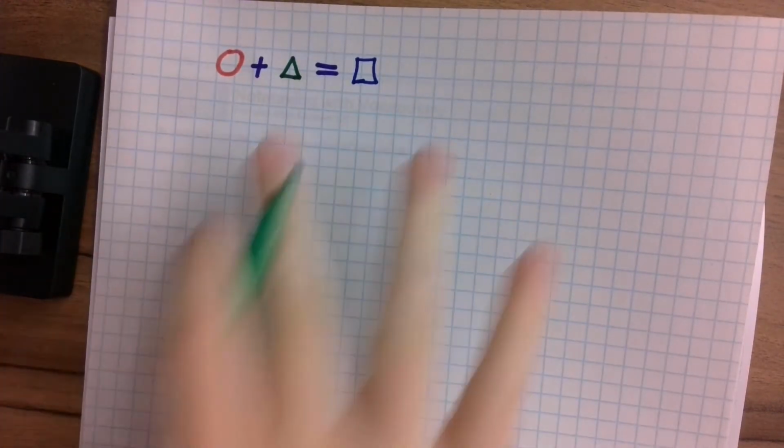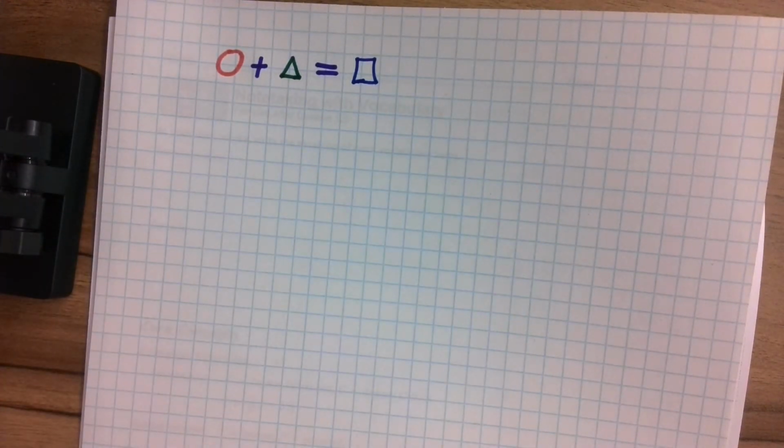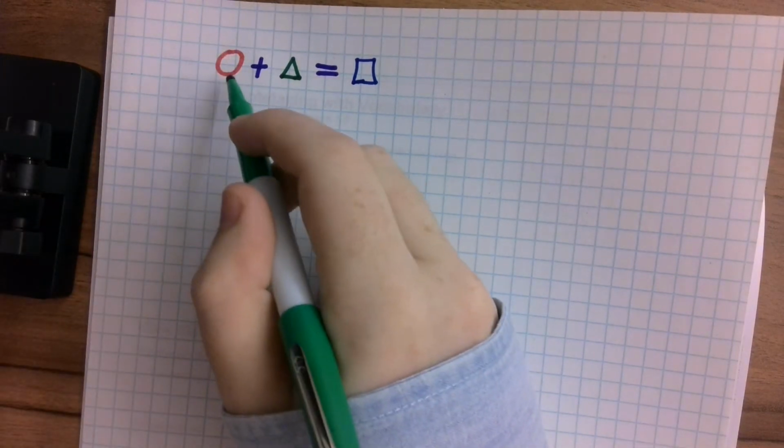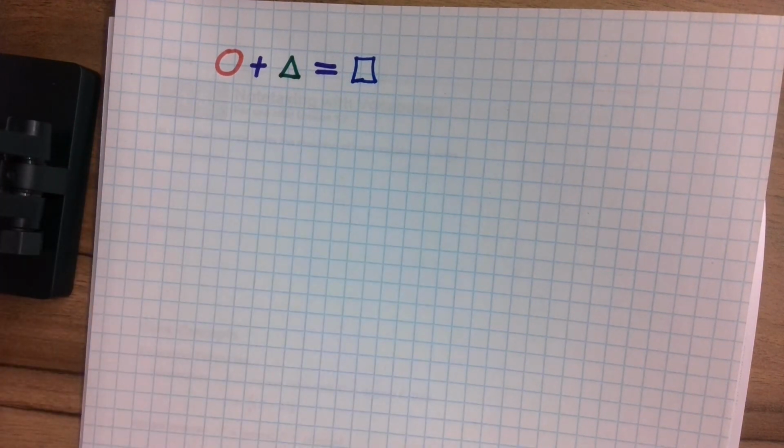Now, these are nonsense symbols, right? They don't mean anything. Even if they don't mean anything, if I asked you to solve for a circle, meaning to get circle all by itself, could you do it? Pause the video and try it for yourself.